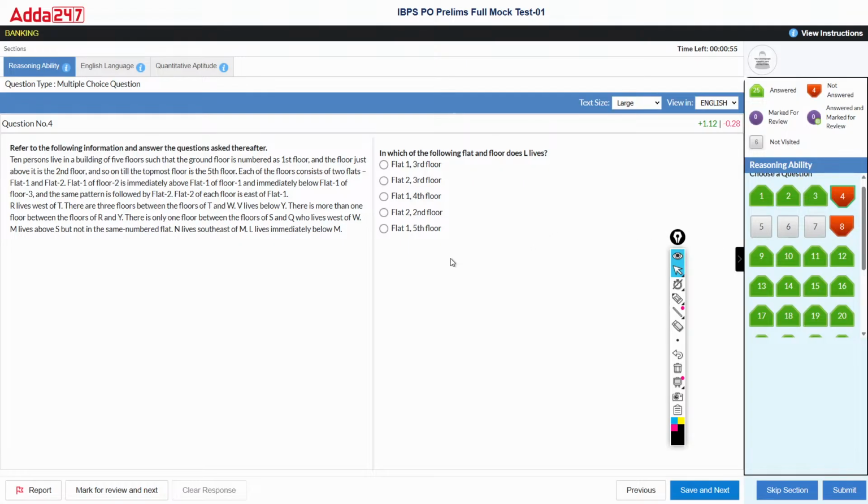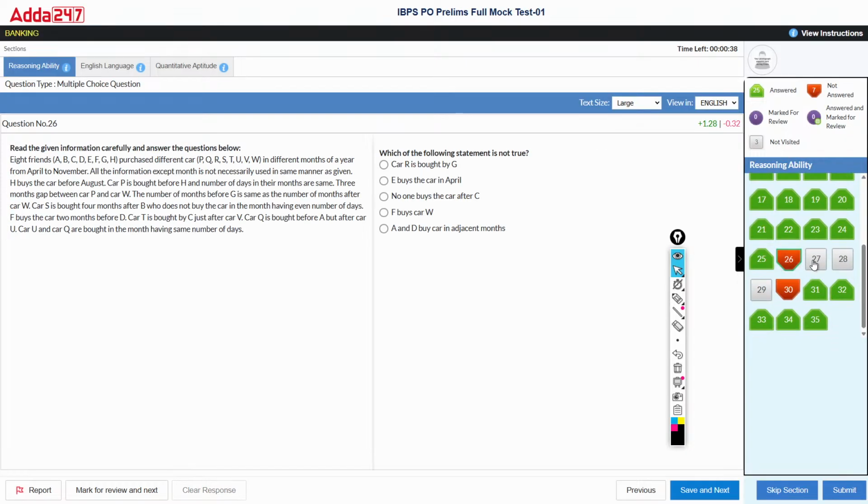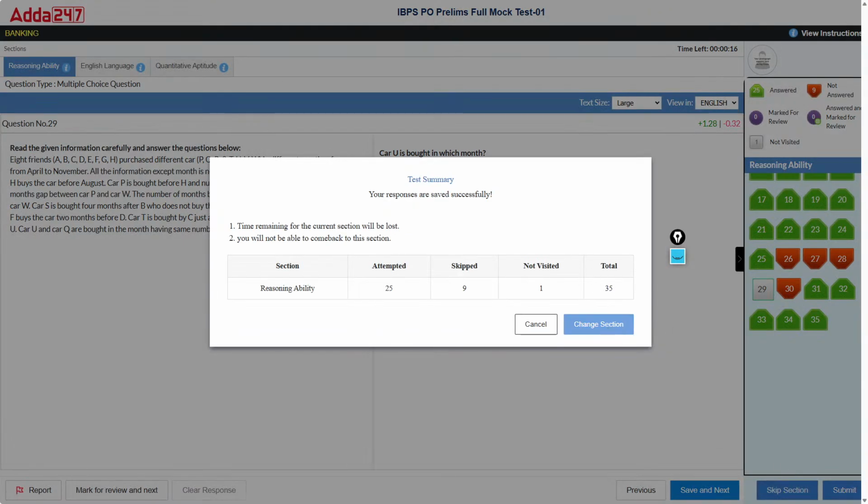10% different floor here also. L lives immediately below M. I think I should have attempted one of these earlier before doing those small questions. Right? Let me just skip this section.